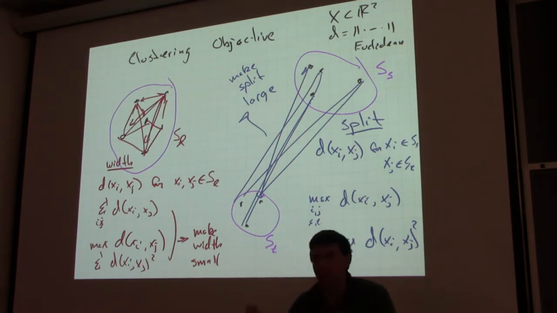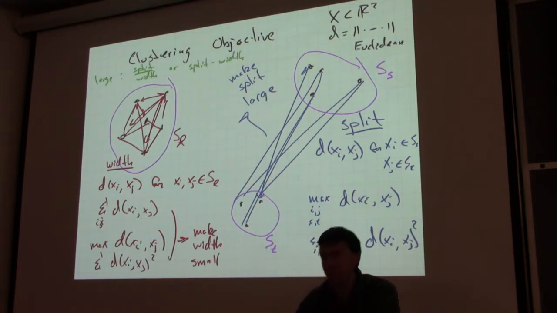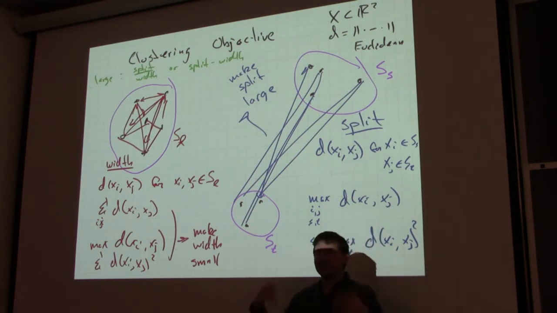I haven't given any recommendations yet, and so the overall objective is that you want something like a large split divided by width, or we can say something like split minus width. Think of something like this.